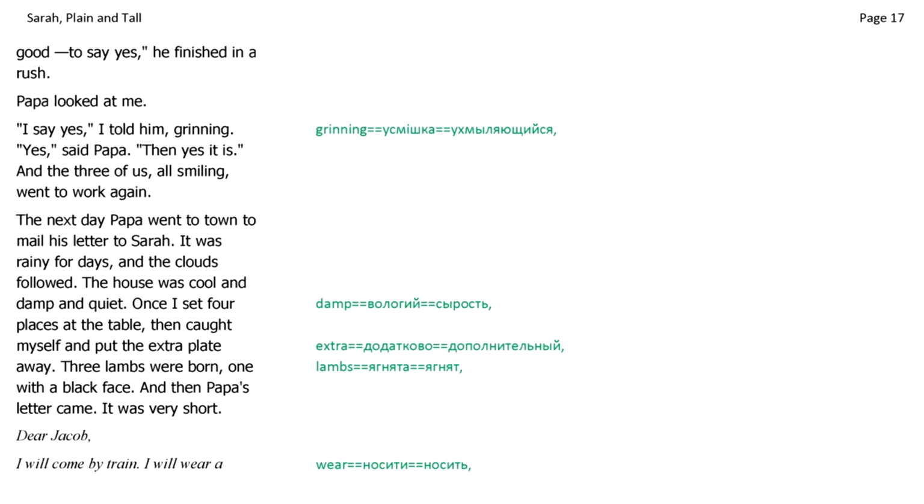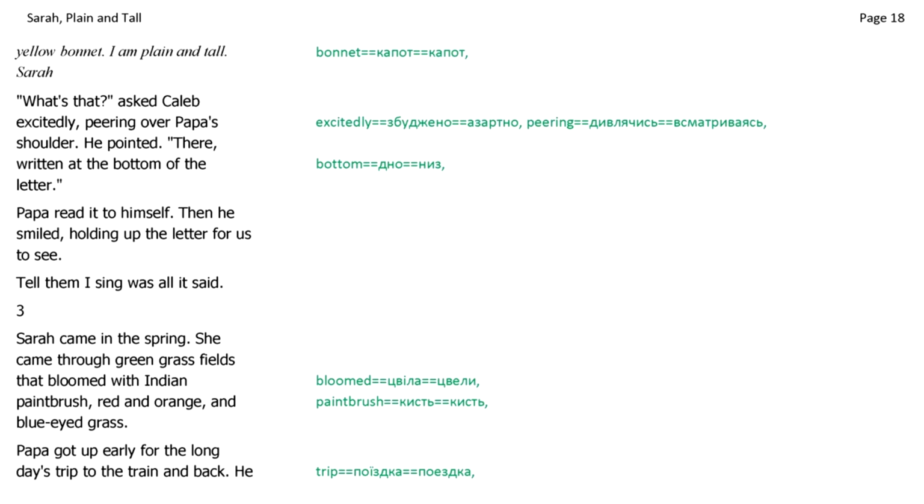It was very short. Dear Jacob, I will come by train. I will wear a yellow bonnet. I am plain and tall. Sara. What's that? asked Caleb excitedly, peering over Papa's shoulder. He pointed. There, written at the bottom of the letter.